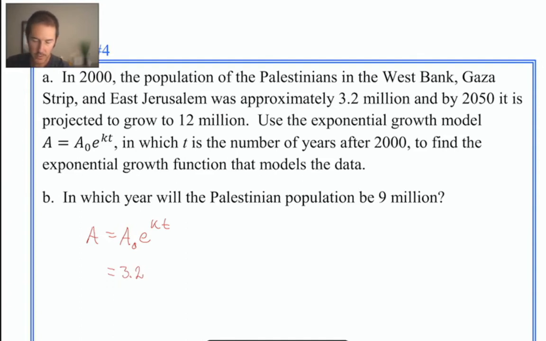By 2050, it's projected to grow to 12 million. That's going to be our final amount, 12 million. Now you might be thinking, I thought 9 million was our final amount. We'll get there, just not yet. Multiplied by e to the power of k times t. Now I know what e is, that's a defined number. I don't know what k is. They didn't tell us our growth rate in this problem, but we did hear how long it's going to take for the population, supposedly, to grow from 3 million to 12 million. That happens over the course of 50 years, from the year 2000 to the year 2050. So that's a total of 50 years, so I'm going to put in a t value of 50.